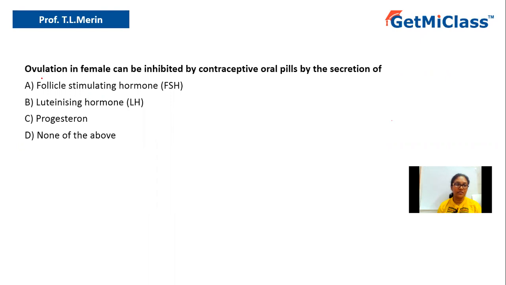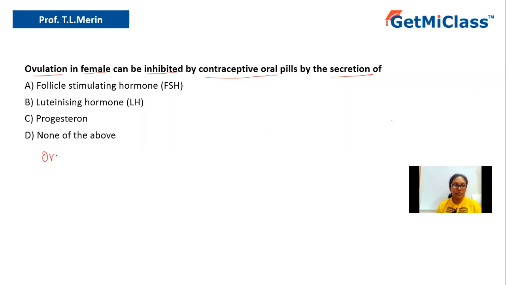Today we are going to solve this question which says ovulation in female can be inhibited by contraceptive oral pills by the secretion of option A follicle stimulating hormones, option B luteinizing hormone, option C progesterone, option D none of the above. Let us understand the question. It says ovulation in female can be inhibited by the contraceptive oral pills by the secretion of. So, which among these will be secreted by the contraceptive pills, which will inhibit the ovulation in female?